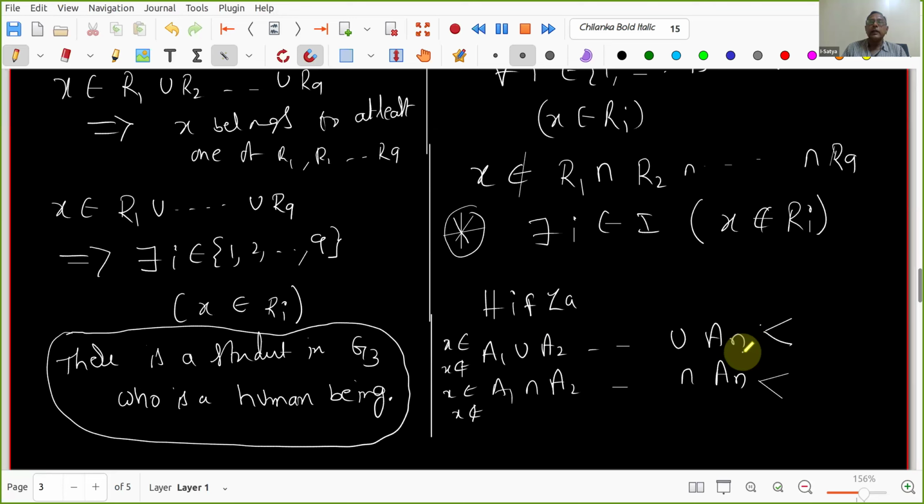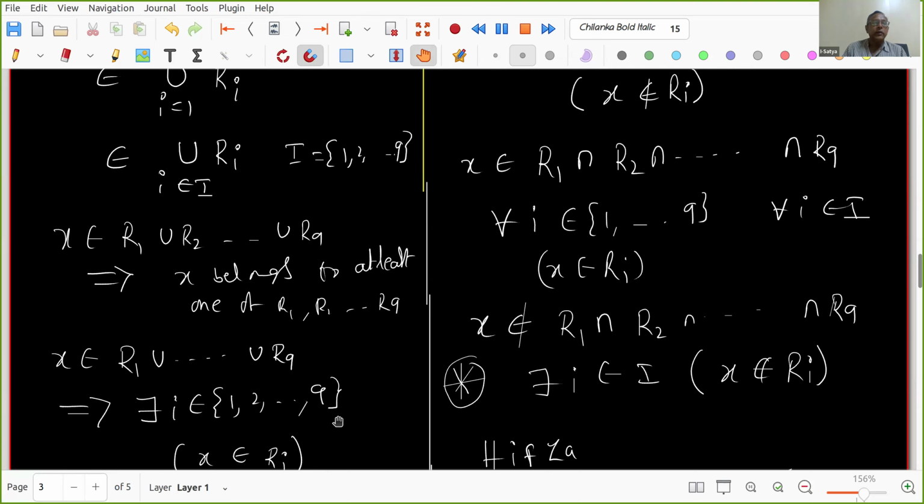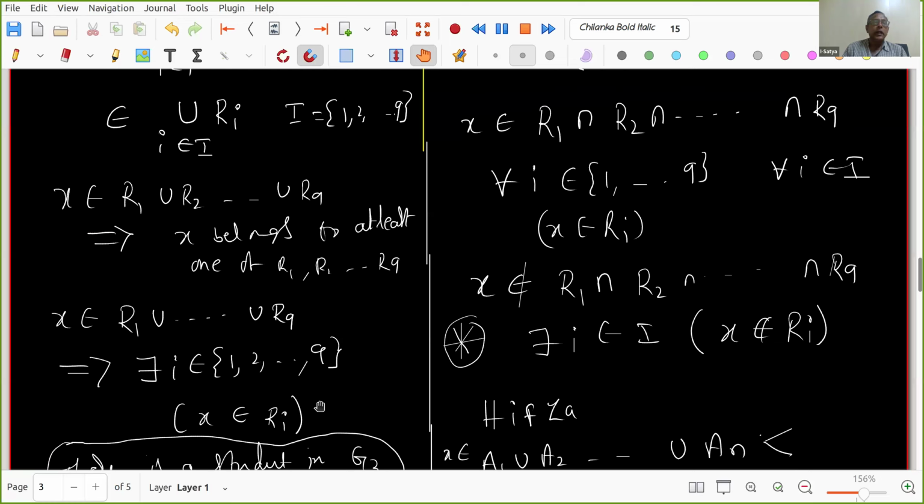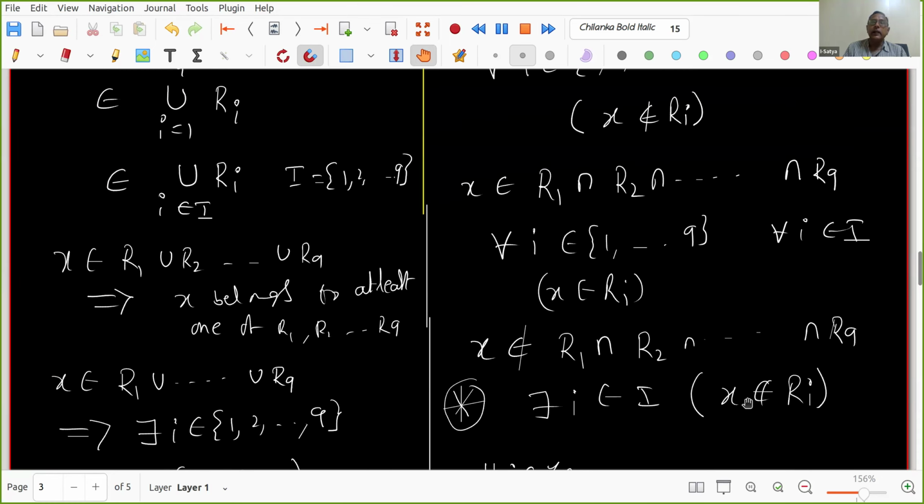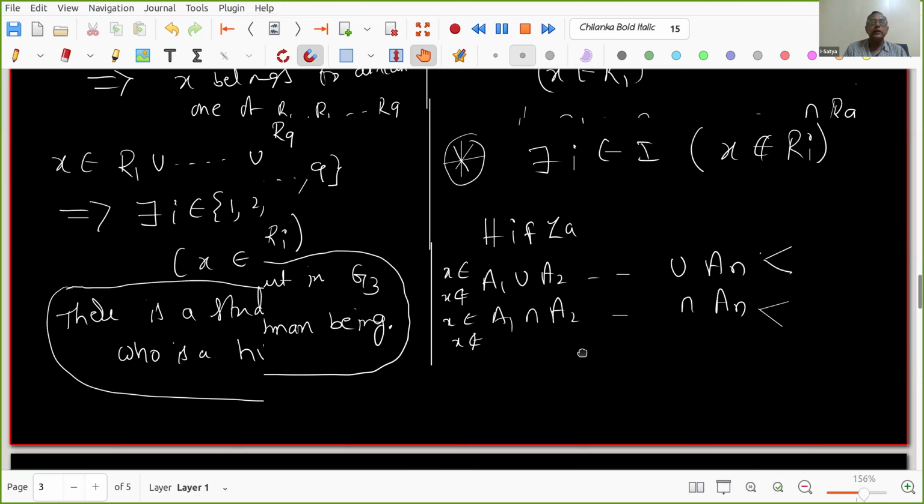Now it is A1 to An. What do you mean by X belongs to A1 union A2 union An? When will X be in the union? No, I'm not asking for the definition. We just proved it for R1. What do you mean by X belongs to R1 union R9? Nikhil told that there exists an i from 1 to 9 such that X belongs to Ri. Because of 9, I put n. Any n: 100, 200, 1000, 1 crore. Okay, all of you discuss these things.